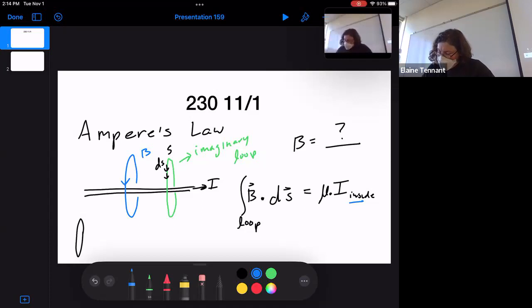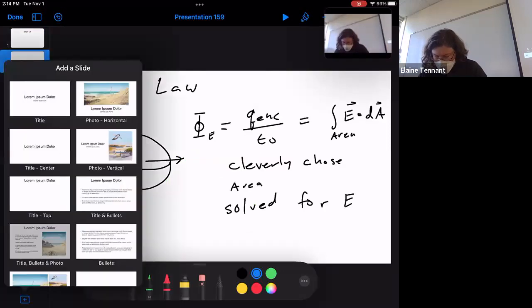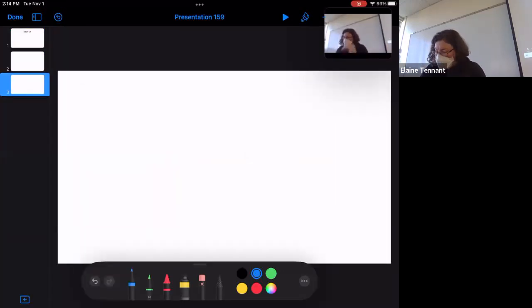And then we have this mu naught. Have we talked about mu naught before? I think I mentioned it. Okay. Let me go ahead and just write down: mu naught, permeability of free space.